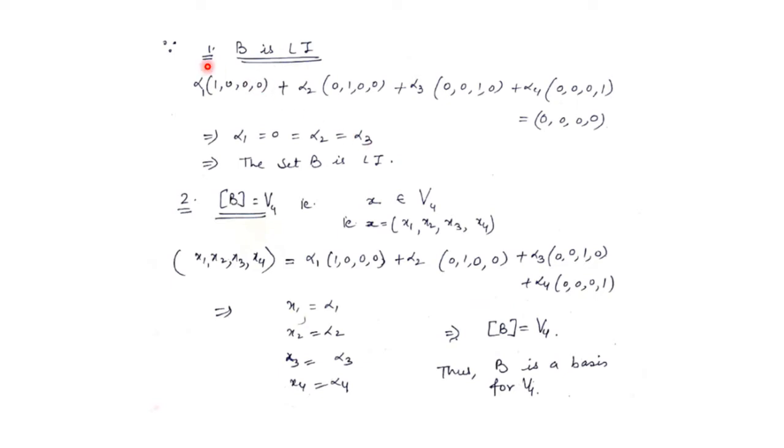So the set B, which is a subset of V4, satisfies the first condition that it is linearly independent. It satisfies the second condition that B generates V4. Therefore this is a basis for V4.